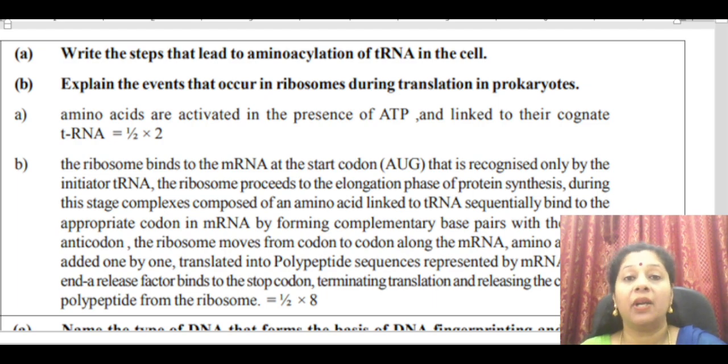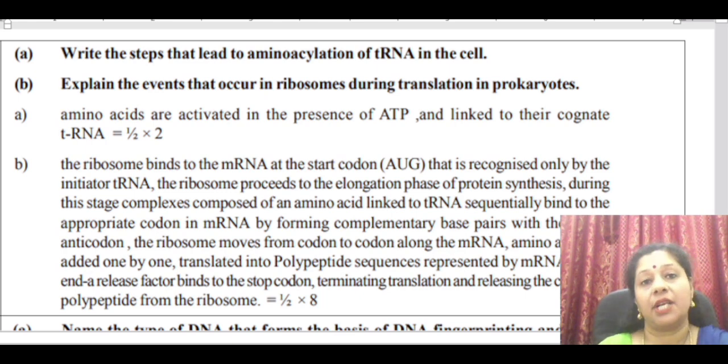Initially, the amino acid will combine with ATP to form an amino acid-ATP complex, and that is called a charged amino acid. Then it is linked to the corresponding tRNA, called a cognate tRNA, because each tRNA is very specific about the amino acid it can attach with. Once the tRNA attaches with the already charged amino acid, that is called the amino acylation of tRNA, or charging of tRNA.